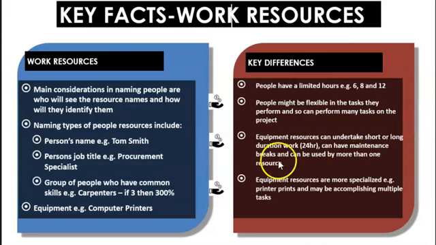They can have maintenance breaks and can be used by more than one resource, in which case you have to be careful that you are not allocating the same resource to two people on the same day and at the same time. So you have to be careful that you're not over allocating equipment resources. Equipment resources are more specialized, for instance, a computer printer, but as we said, they may be accomplishing multiple tasks.